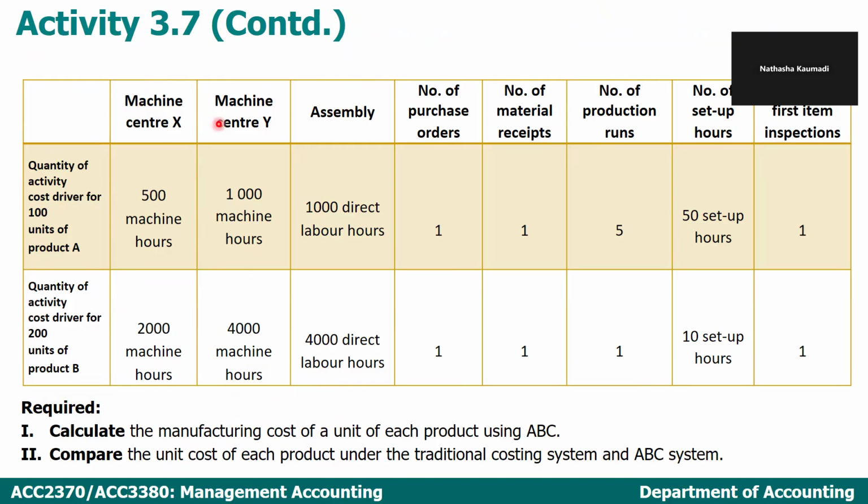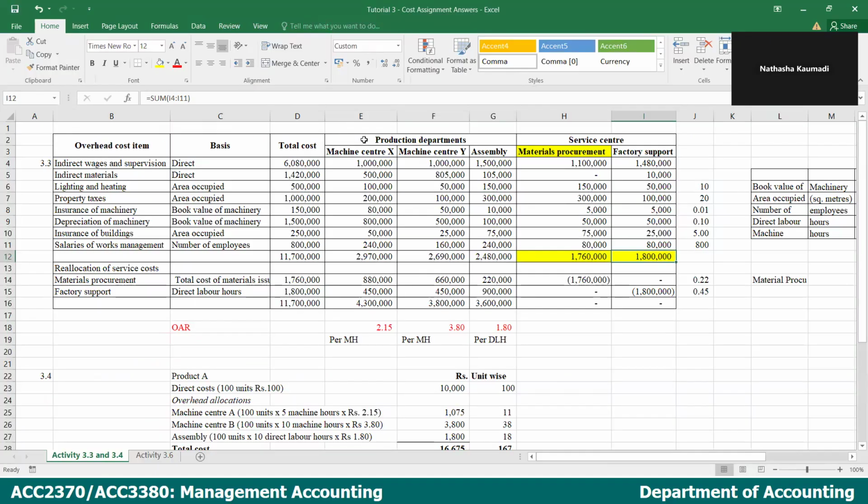Now, we can't forget our production departments. We have 3 production departments as well. In this question, they have given us the activities only for the service departments, isn't it? So that doesn't mean we don't have production departments. We have the production departments. This is a continuation. All right. So we can't forget the production departments. There are 3 production departments as well.